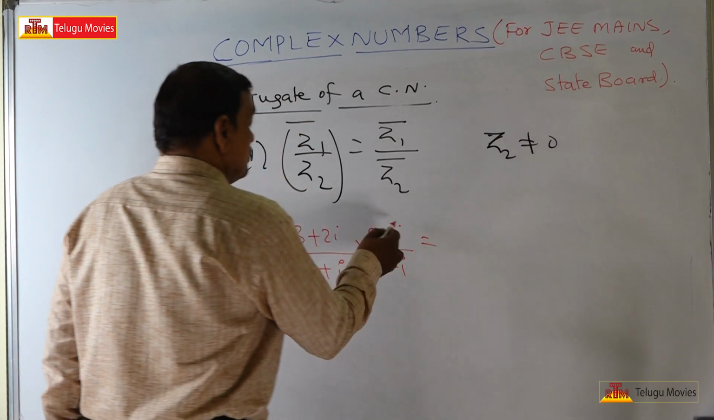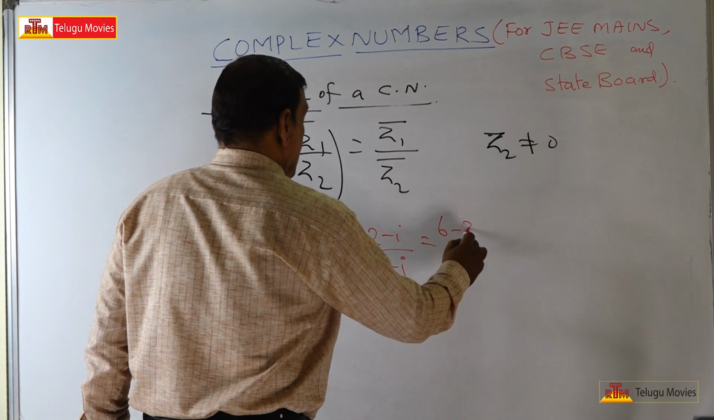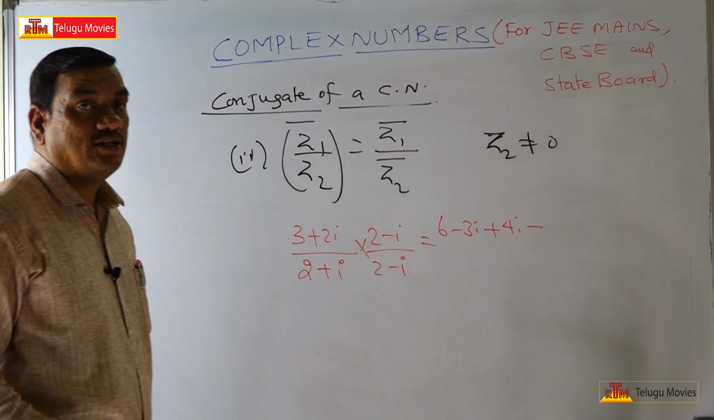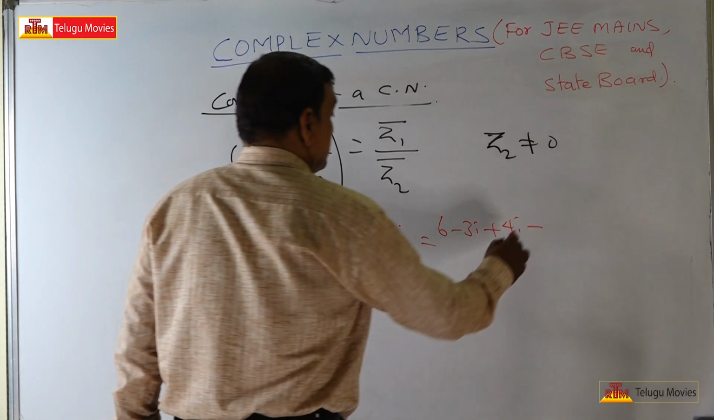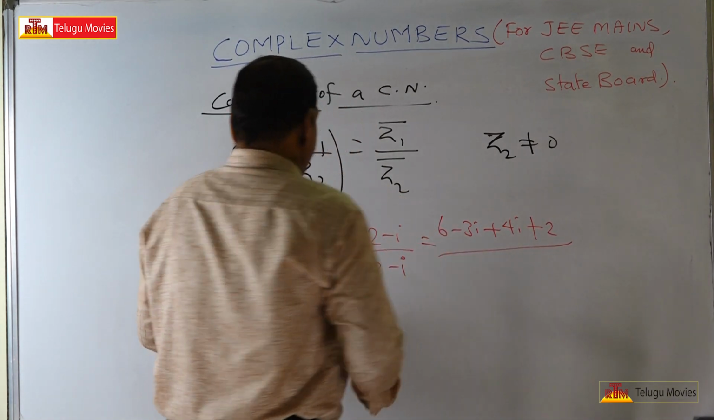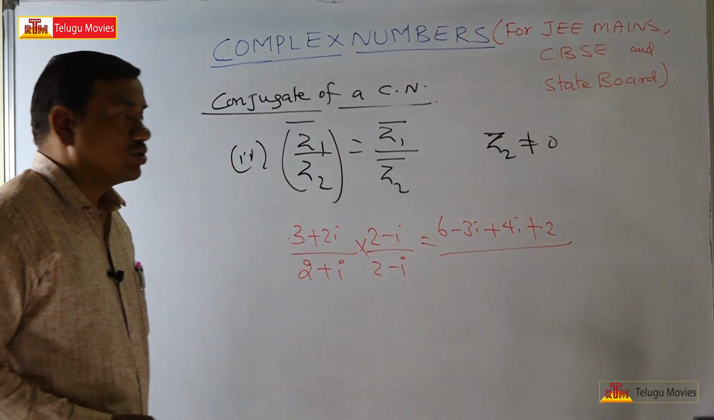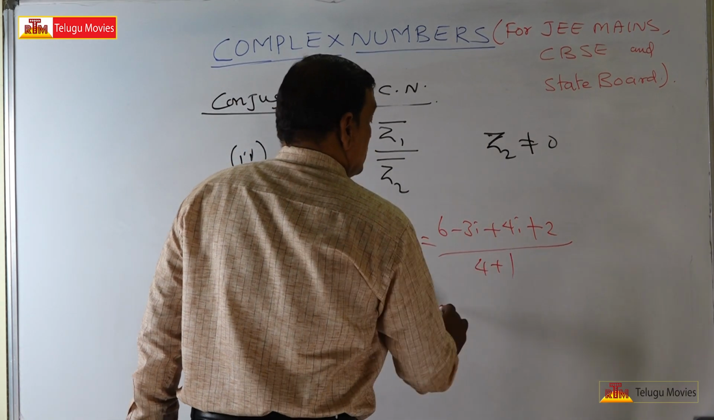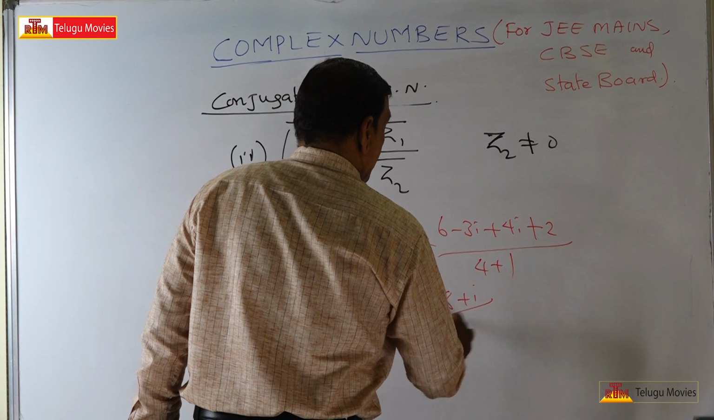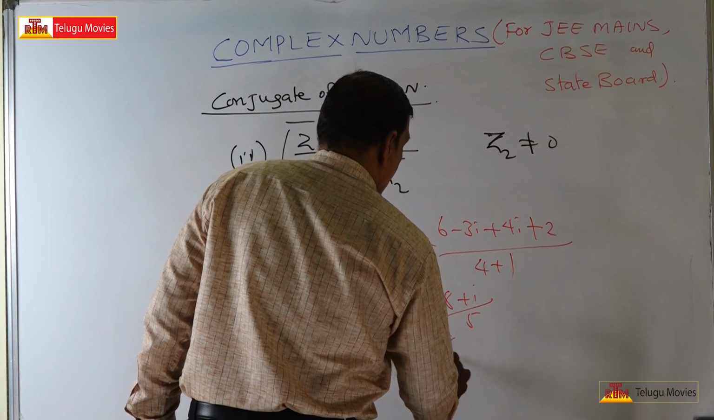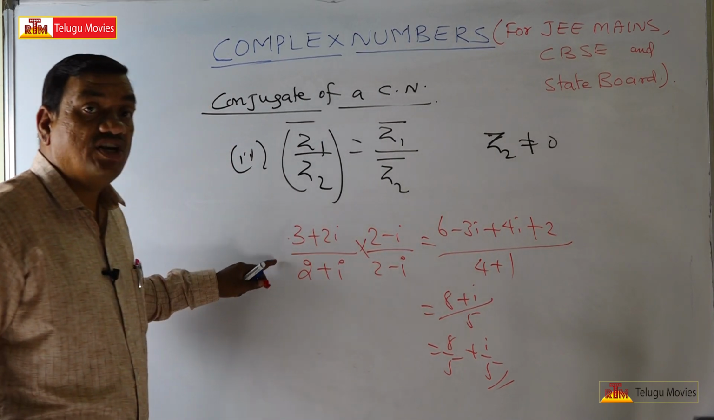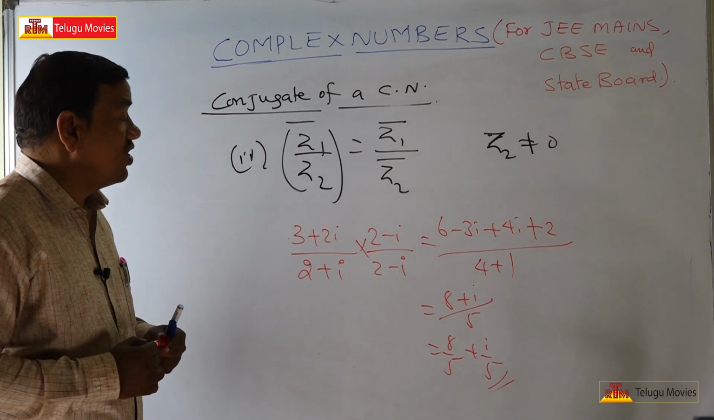So multiply: it is ordinary multiplication in the numerator, 6 minus 3i plus 4i minus 2i square. i square is minus 1, so minus times minus gives plus. In the denominator, (a plus b) into (a minus b) is a square minus b square, that is 4 plus 1. The numerator is 6 plus 2, that is 8 plus i. So we get (8 plus i) by 5, which is equal to 8 by 5 plus i by 5. So this is the division of complex numbers.